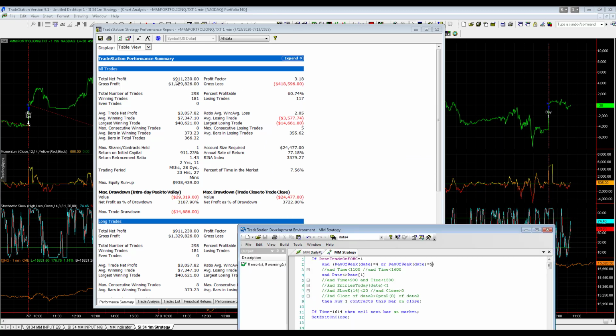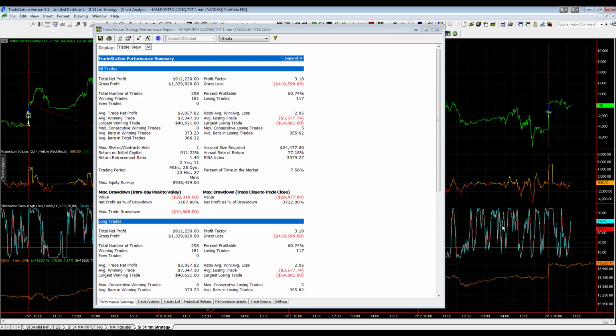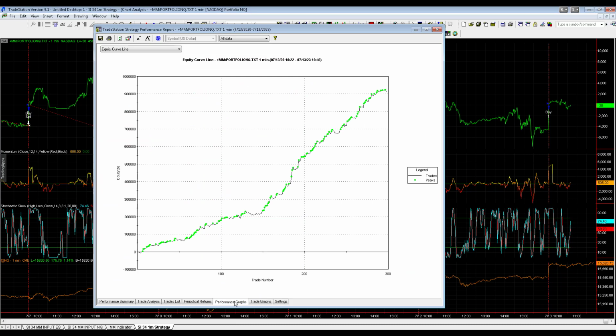So, nice gains. I think the previous was 1.5 million with a 26K drawdown. Now it's 911,000 with a $24,000 drawdown. Let's look at the equity curve on this. Nice smooth equity curve. It's currently in a drawdown, and we're trading it here on a Thursday.